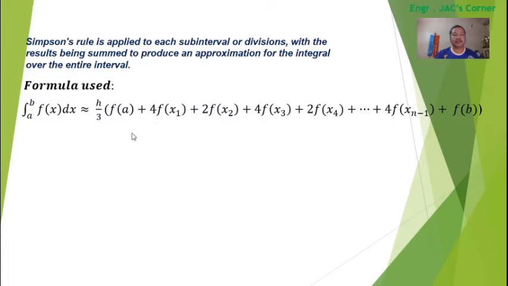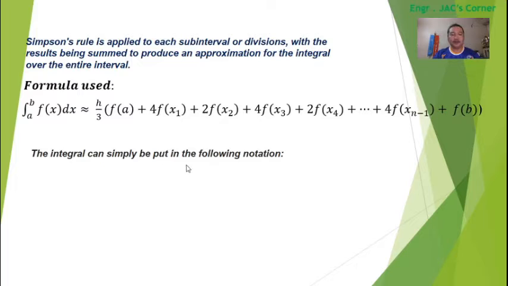The formula used in Simpson's one-third rule is approximately equal to h over 3 times the quantity f of a, the lower limit, plus 4 times f of x sub 1 plus 2 times f of x sub 2 plus 4 times f of x sub 3 plus 2 times f of x sub 4, until 4 times f of x sub n minus 1 plus f of the upper limit b.